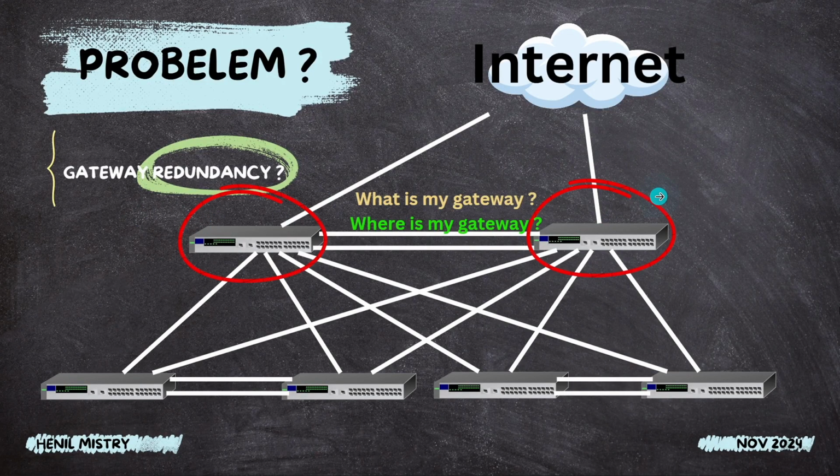So for that purpose, we have seen the solutions. Let's say we make both of these devices act as a gateway. But in that case, there are two questions: what is my gateway and where is my gateway? What is my gateway? That is the IP address that we have mapped in the last video. And where is my gateway? That is the MAC. The MAC is resolved by ARP, which we don't have to take care of.